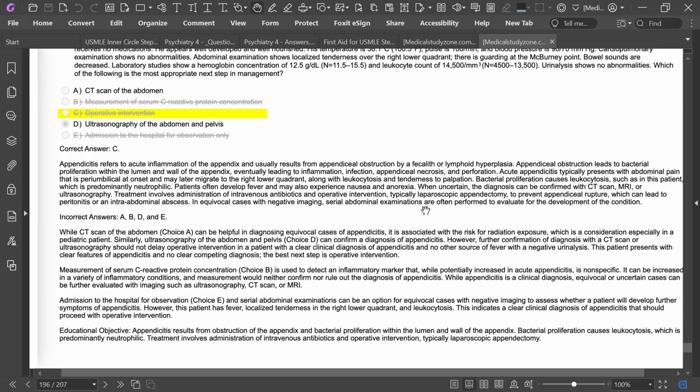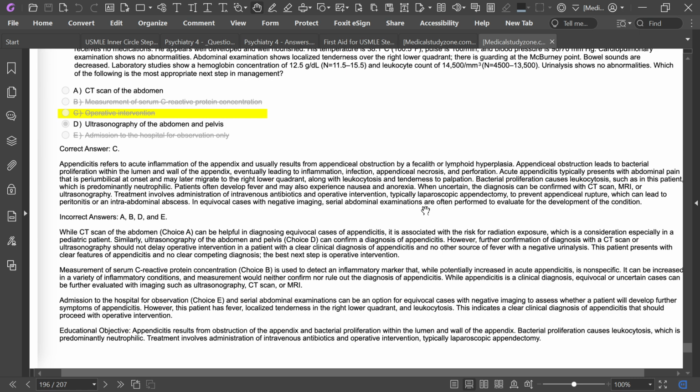While CT scan of the abdomen can be helpful in diagnosing equivocal cases of appendicitis, it is associated with risk of radiation exposure, which is a consideration especially in pediatric patients. Similarly, ultrasonography of the abdomen and the pelvis can confirm the diagnosis of appendicitis. However, further confirmation of the diagnosis with a CT scan or ultrasonography should not delay the operative intervention in a patient with clear diagnosis of appendicitis.